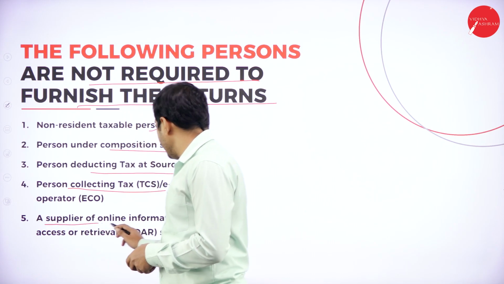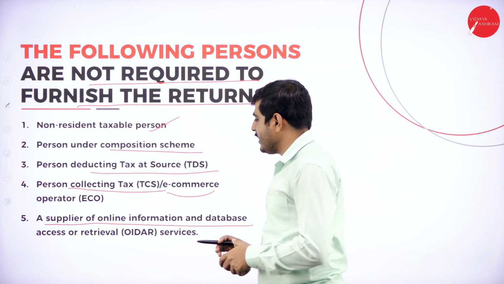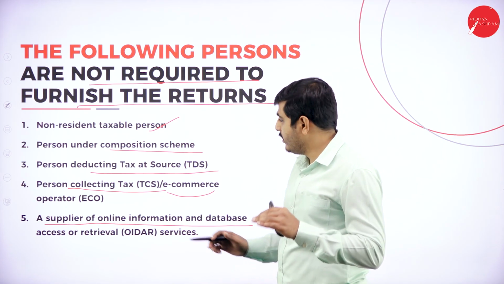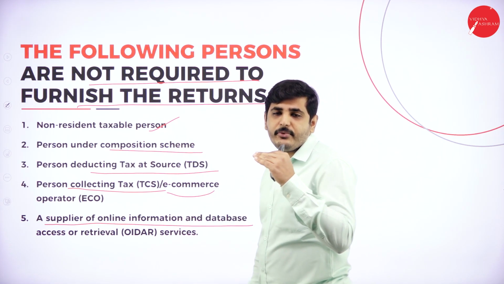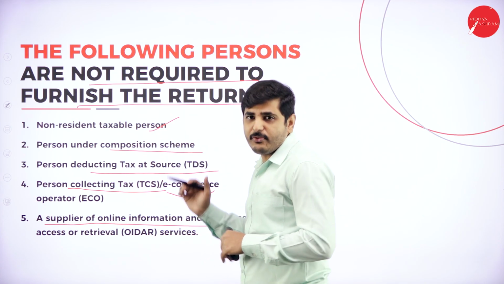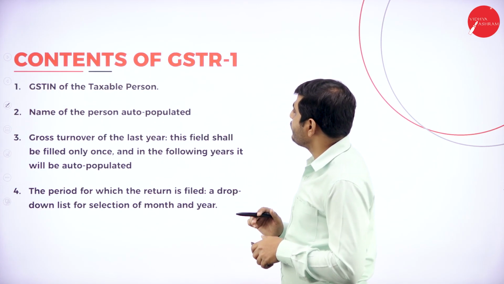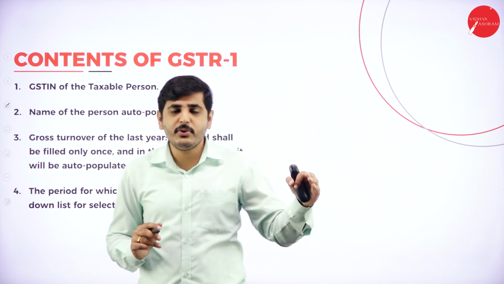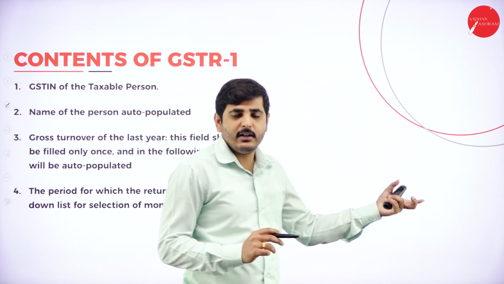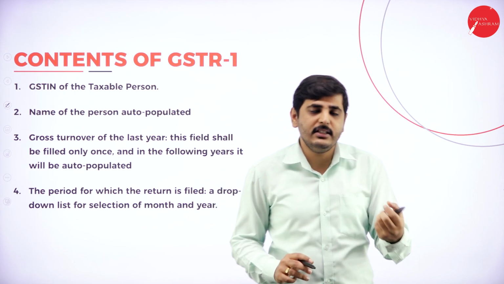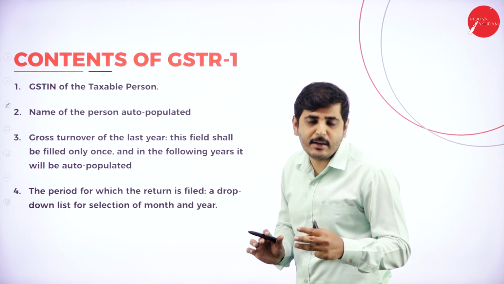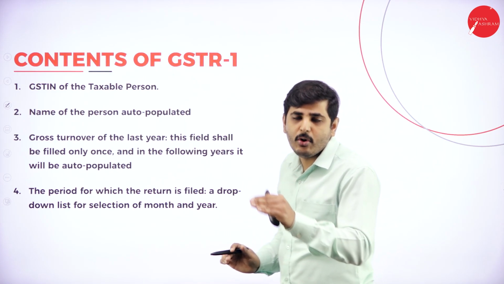Next, a supplier of online information and database access or retrieval services need not file this. If you write 5 points, you will get 5 marks. These points will be asked for 5 marks in the exam. Next point, contents of GSTR 1. You will have a 10 marks question or a 15 marks question: what are the contents of GSTR 1, GSTR 2, GSTR 3? These are very important questions. You will have any one question in the exam, either GSTR 1, 2 or 3.